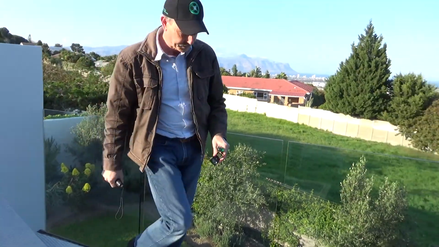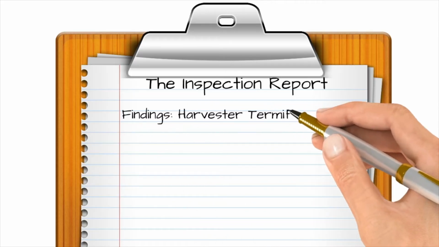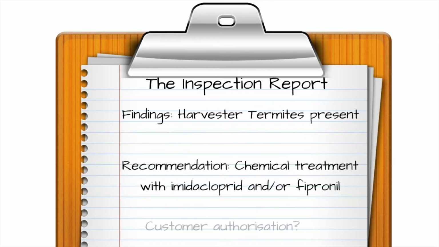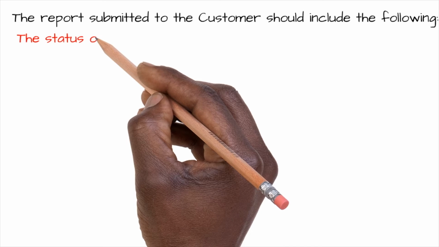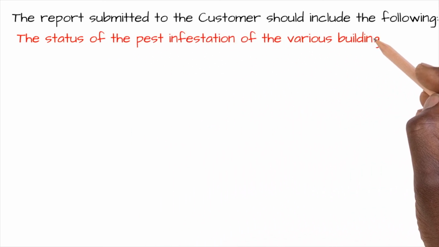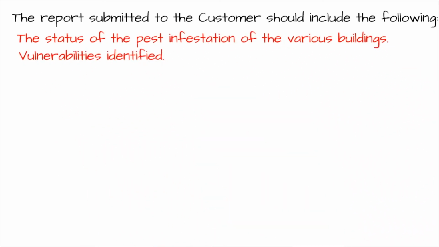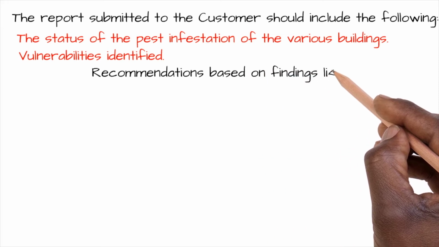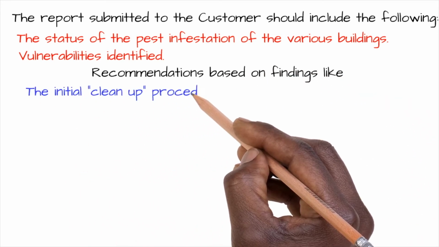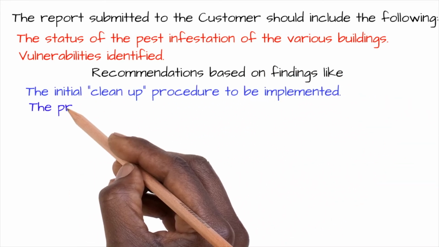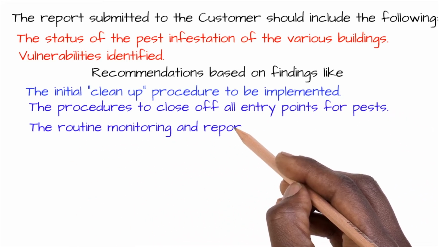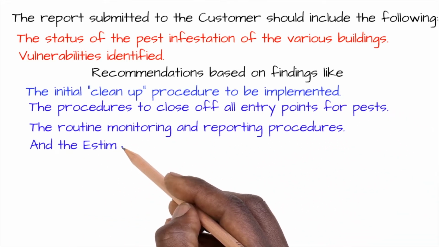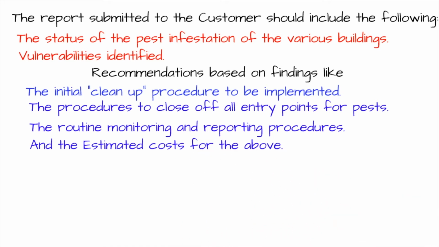The inspection report. After you have concluded the inspection, you need to submit a report containing your findings and recommendations in order for the customer to decide what to do. The report submitted to the customer should include the following: the status of the pest infestation of the various buildings, vulnerabilities identified, recommendations based on findings like the initial cleanup procedure to be implemented, the procedures to close off all entry points for pests, routine monitoring and reporting procedures, and the estimated costs for the above.